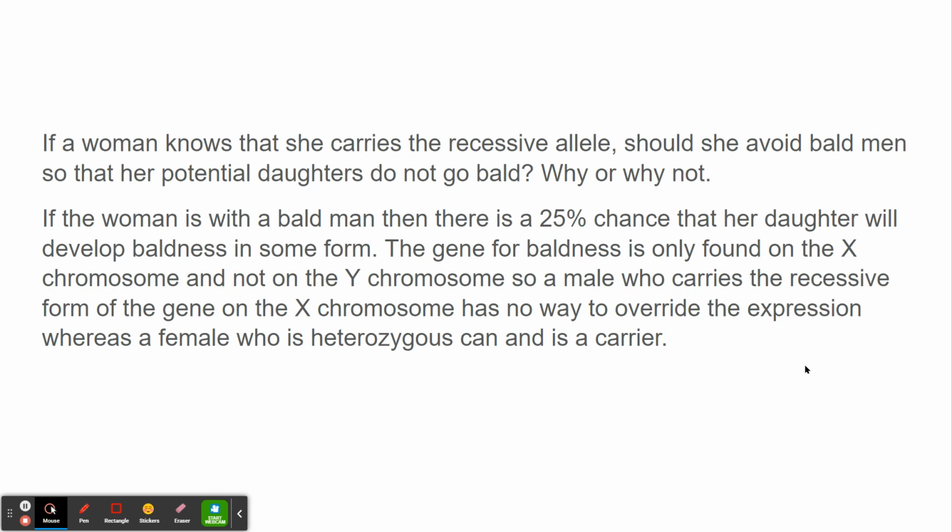So if a woman knows that she carries a recessive allele, should she avoid bald men so that her potential daughters don't go bald? Why or why not? Well, if the woman is with a bald man, then there is a 25% chance that her daughter will develop baldness in some form. The gene for baldness is only found on the X chromosome, and again, not on the Y chromosome. So a male who carries a recessive form of this gene on the X chromosome will have no way to override the expression, and probably will express this baldness eventually in his lifetime. Whereas a female who is heterozygous will have it, but not have the actual expression of it, and will be considered a carrier to pass it on to her offspring.